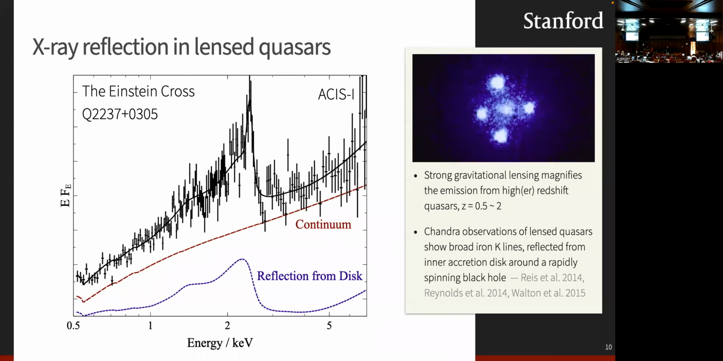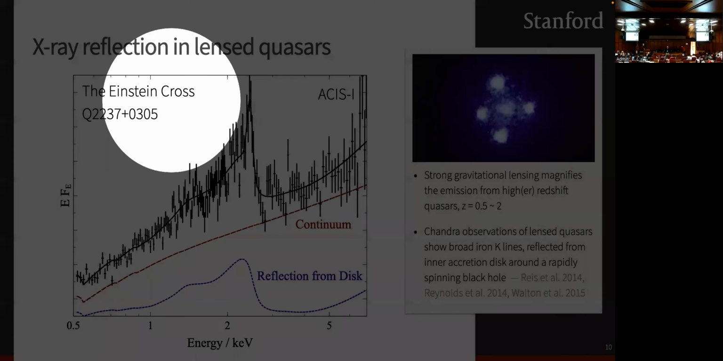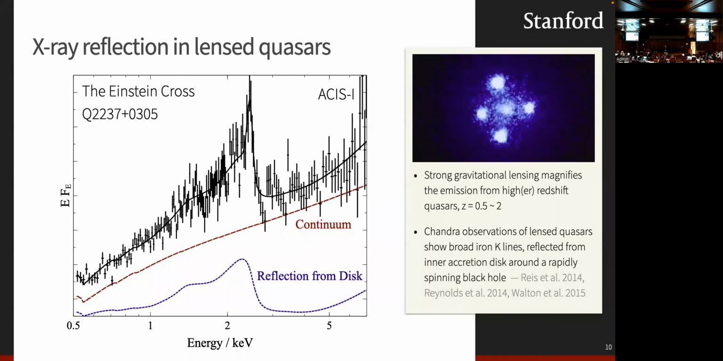But for those of you who are paying close attention, you'll notice that the iron K line is not at 6 keV. This is because this galaxy is at a redshift of 1.5. So we measure this iron K line at about 2 keV. And this is actually really good for Chandra because Chandra doesn't have great collecting area at 6 keV. So while it has great angular resolution, it's not very good at looking for iron K lines in the nearby universe. But the redshift of this quasar puts the iron K line right into the sweet spot of Chandra's sensitivity.